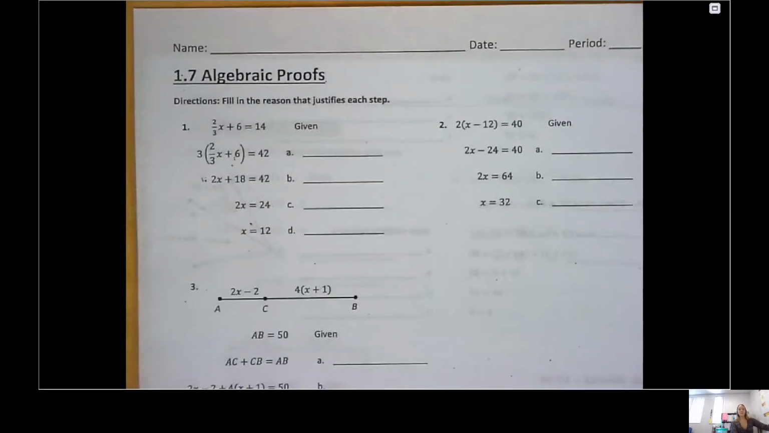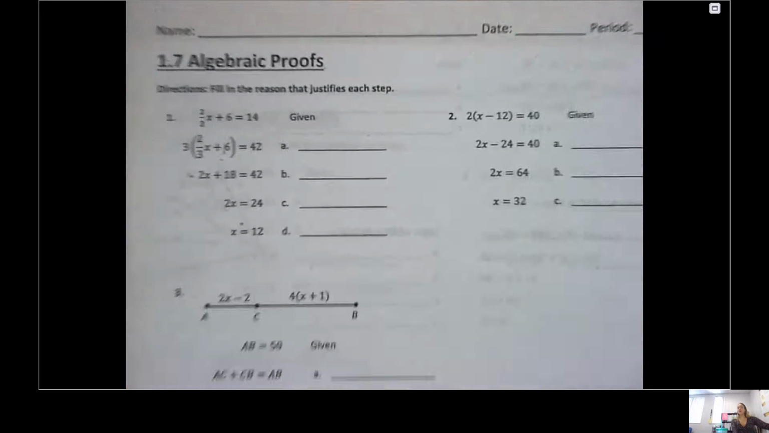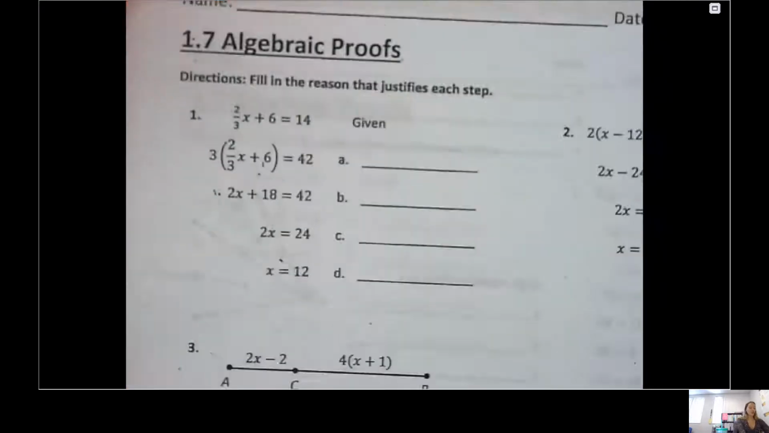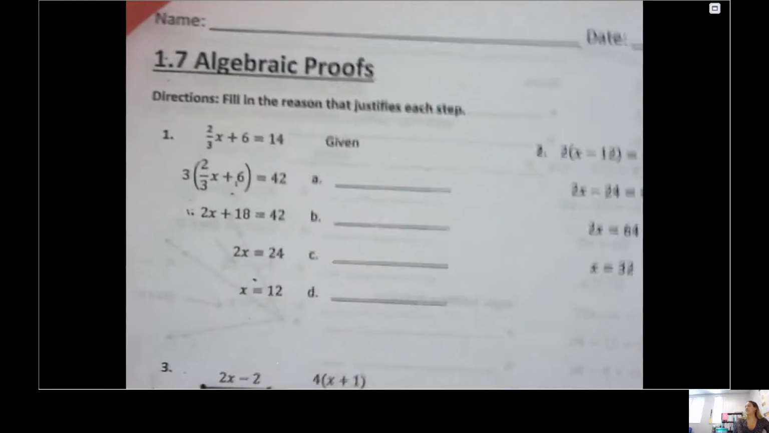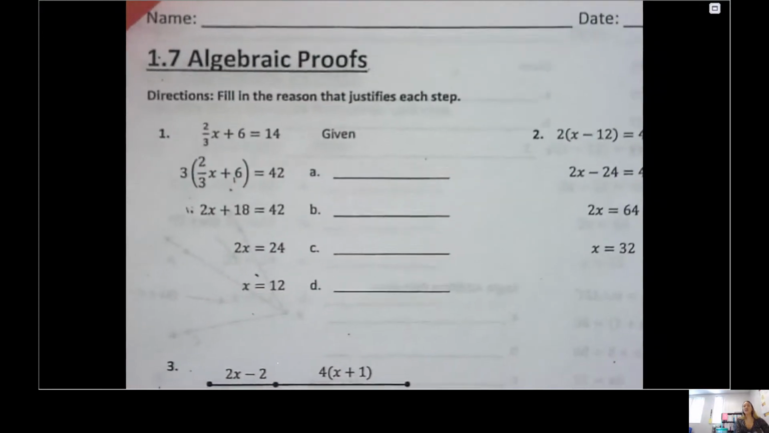Now we're going to go over here to this problem where it says algebraic proofs. So when you see a proof, first of all, what does the word proof mean? Evidence. It's evidence, exactly. So think about it like this. Pretend you're a lawyer, okay? And you want to say, you guys ever watched Law and Order SVU? No? Oh my gosh, you guys are missing out on life. It's my favorite show in the world.